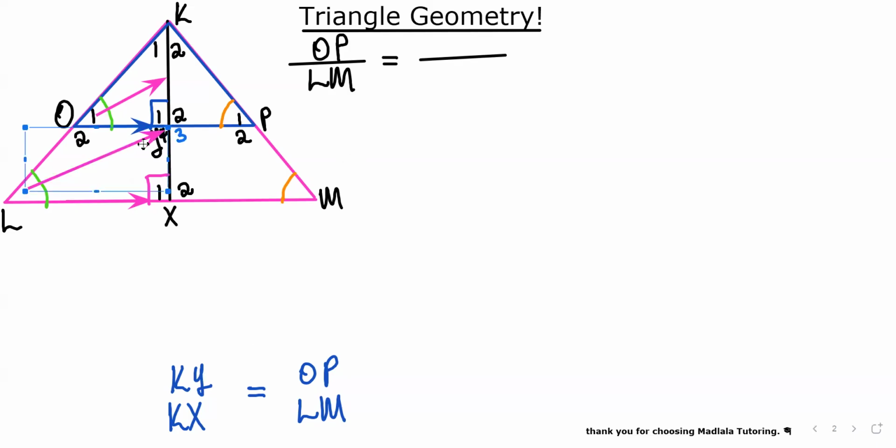This angle L is opposite this side in the bigger triangle. Yes, because now I'm doing it as if the bigger one is this one, which is wrong. I was wrong to say that. But yes, looking at the OPs, that is right. OP in the smaller one, LM in the bigger one.